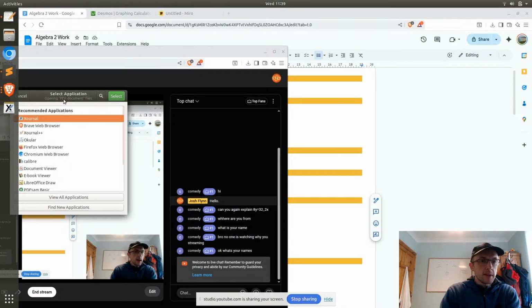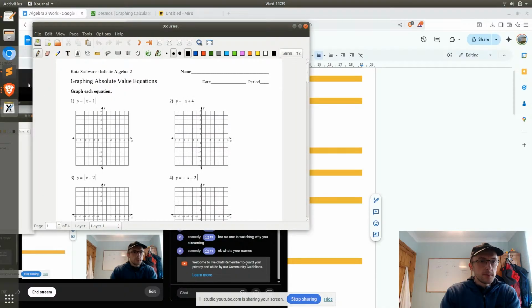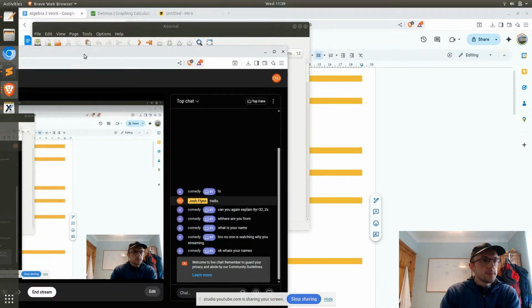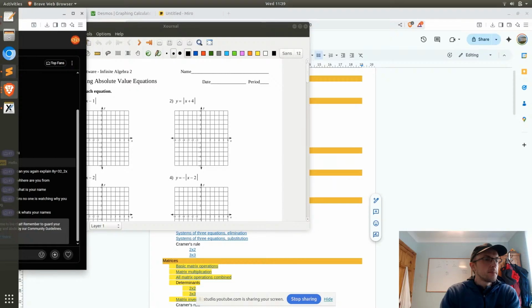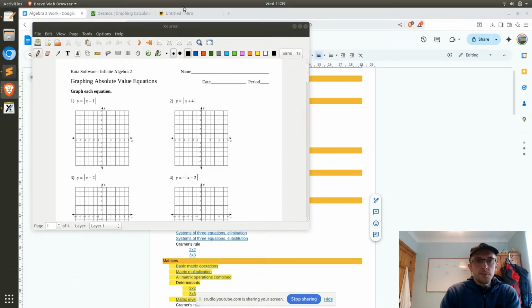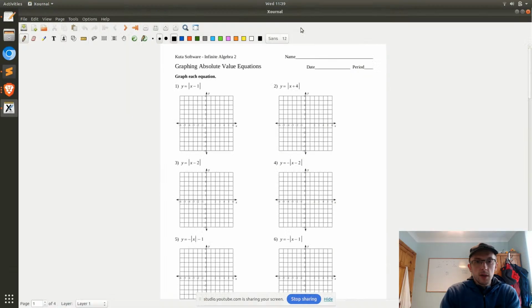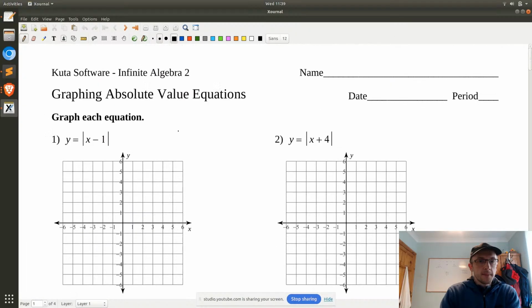Graphing absolute value equations. Something which a lot of people dread.